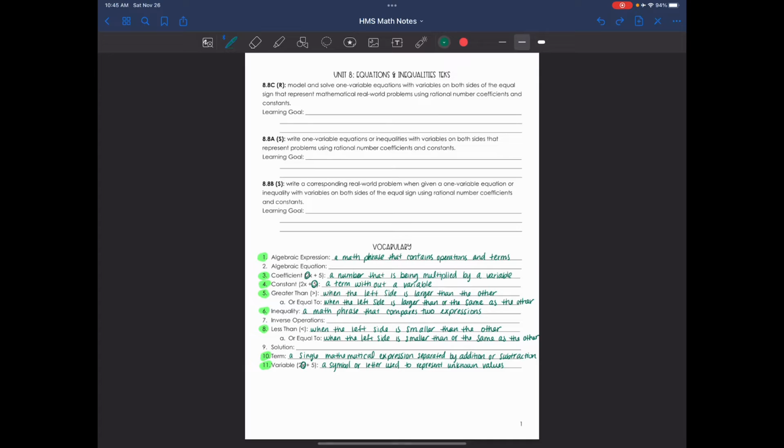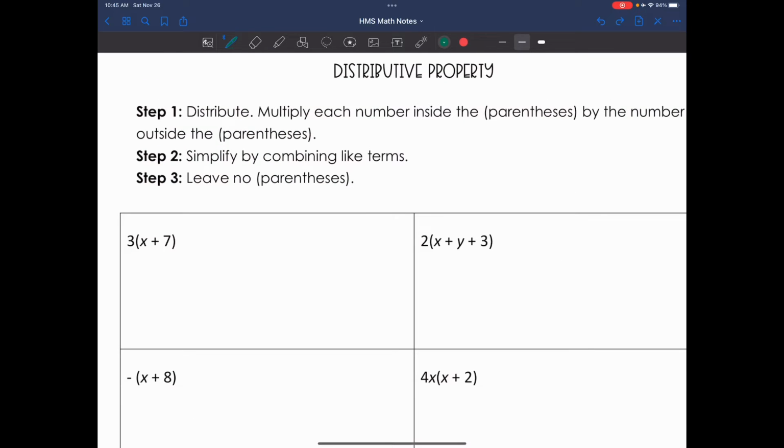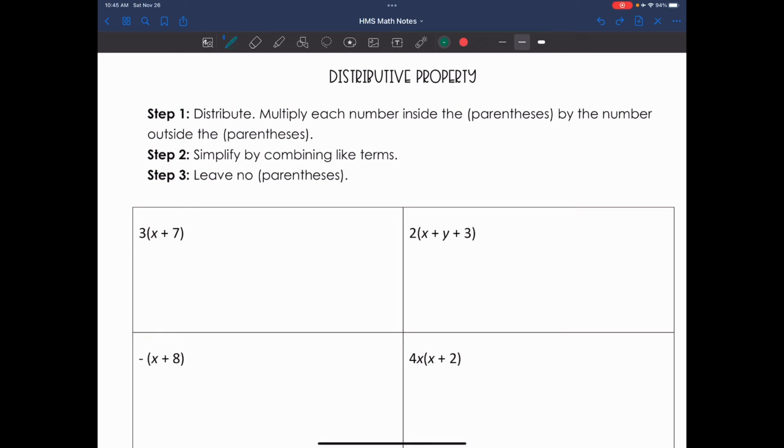All right, let's jump into it. Page 2, considering page 1 is filled with vocab. Distributive property. The distributive property is where we distribute by multiplication. So step 1, distribute. Multiply each number inside the parentheses by the number outside the parentheses. So what I like to do is circle and then rainbow, just so I can make sure I'm multiplying by every term inside the parentheses.